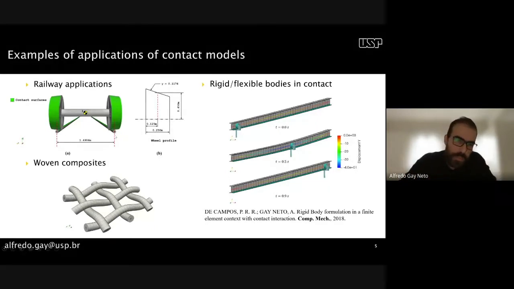Then, here for railway applications, generally you also have models. Woven composites, for example, when you use beams, there is a student of mine, Celso, who is doing his PhD in this topic, for example, improving this kind of models that we started developing some years ago. And we can also handle, for example, contact between rigid and flexible bodies.